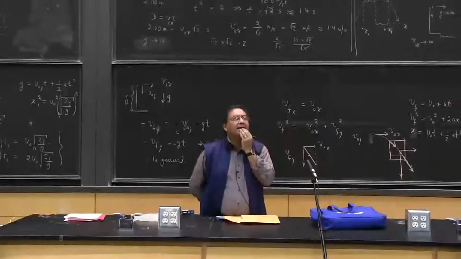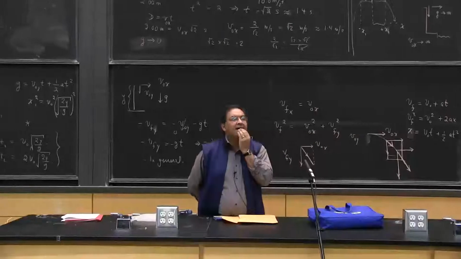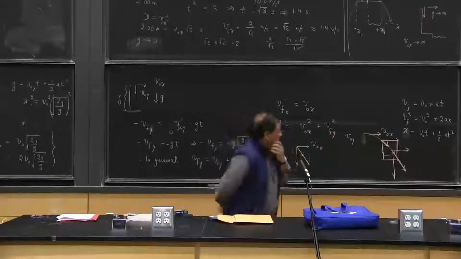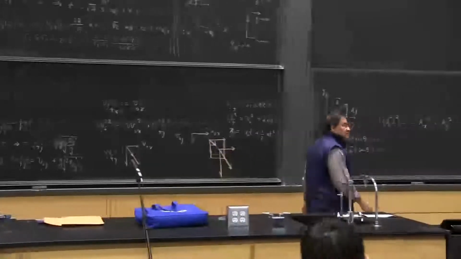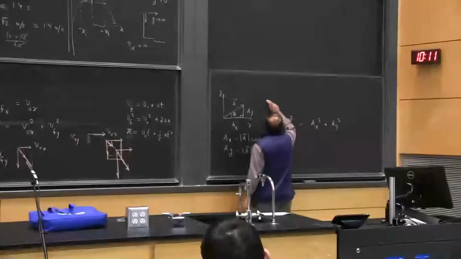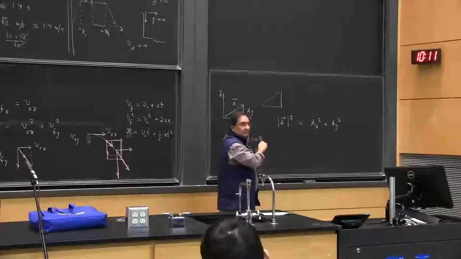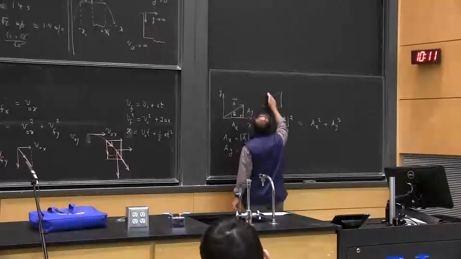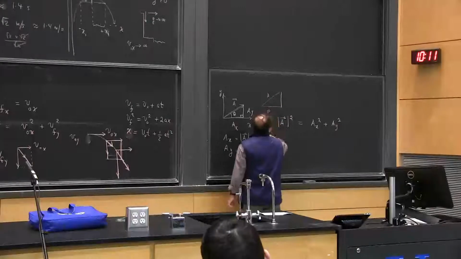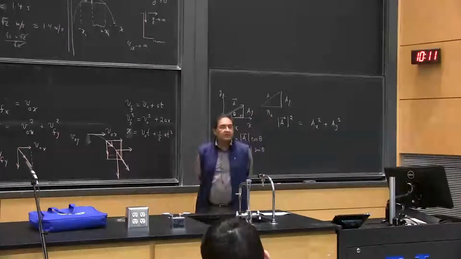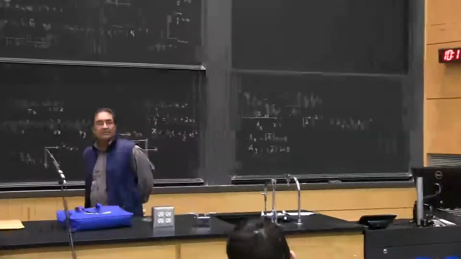Yes. Just explain again why a vector squared equals Ax squared plus Ay squared. I'm using Pythagoras theorem, right? So everything in trig has to do with the right triangle at the simplest level, right? So this is A, this is Ax, this is Ay, and my Pythagoras theorem, A squared is Ax squared plus Ay squared. Any other questions?